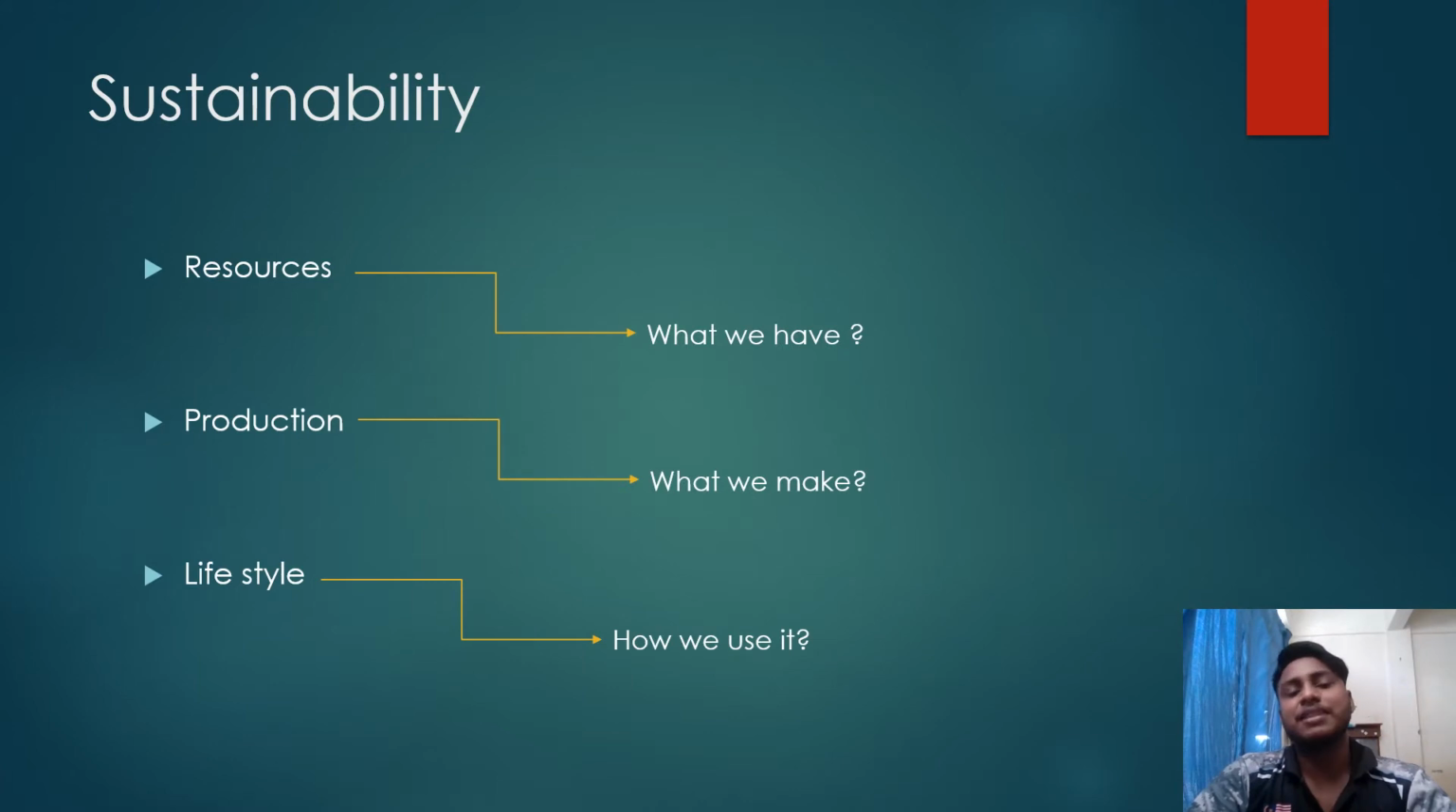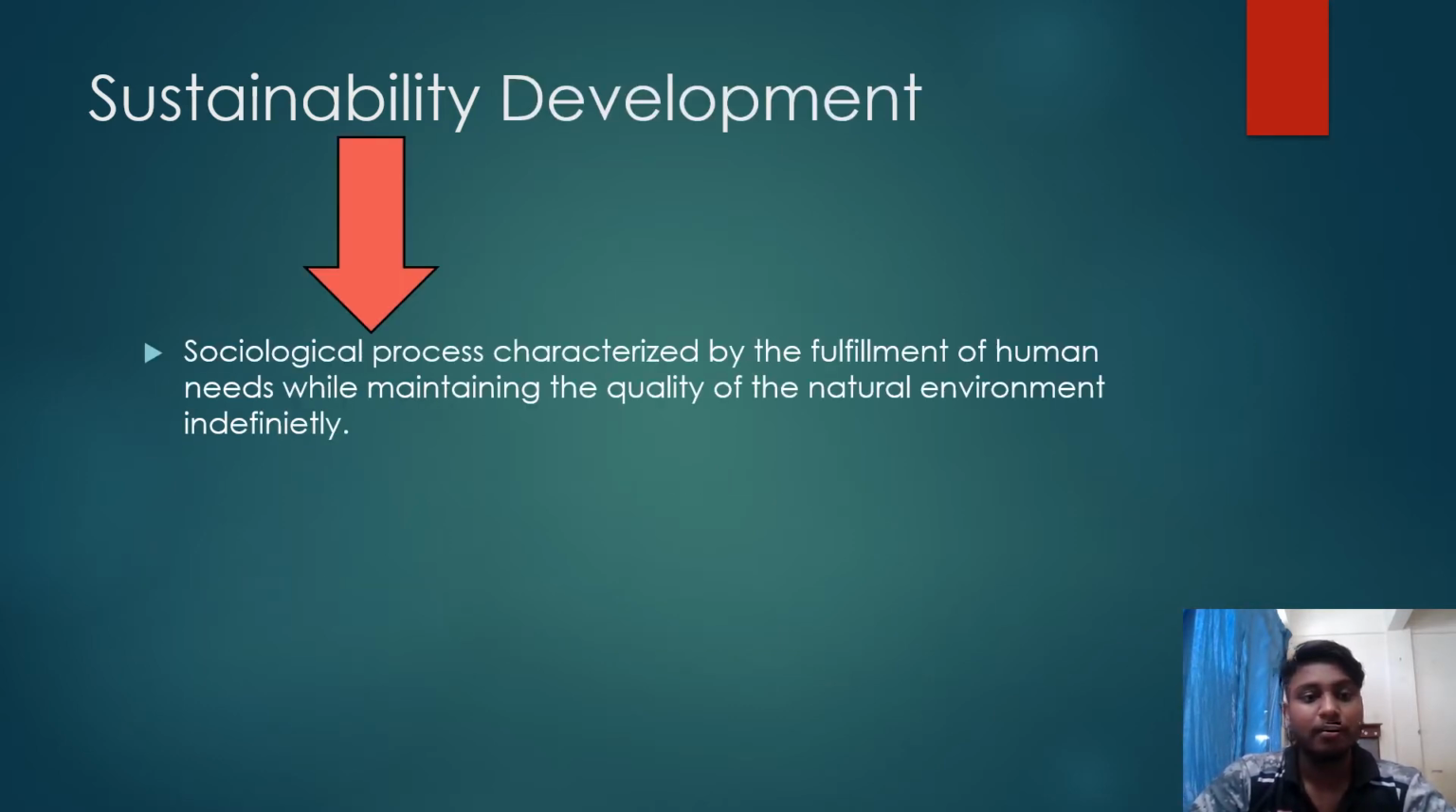Following that, what is sustainability and what does it contain? Resources, production, and lifestyle. Resources mean what we have, production means what we make, and lifestyle means how we use it, the application we are using in sustainability. And sustainable development.